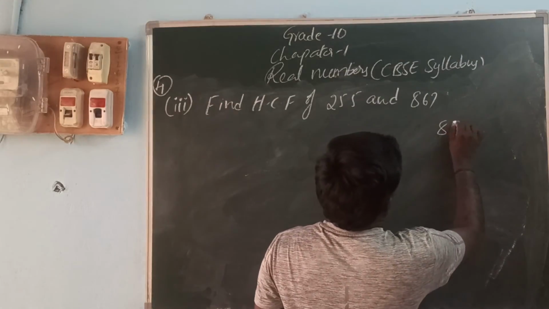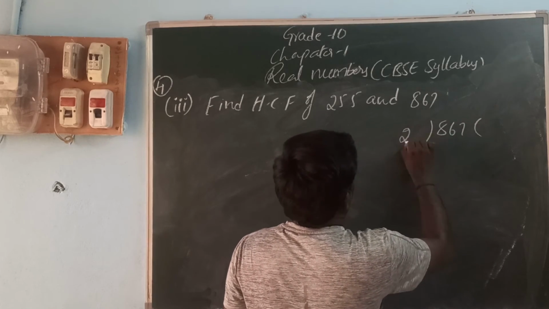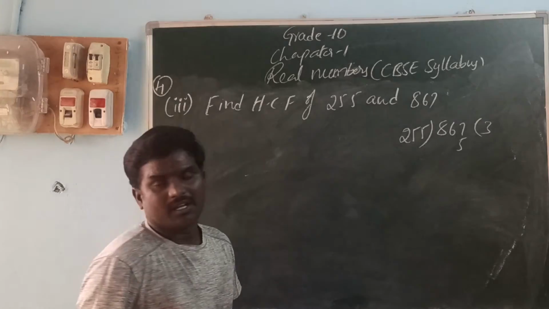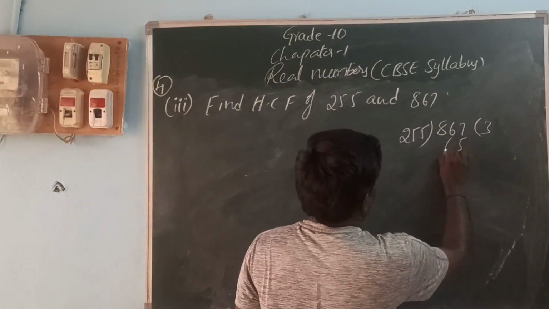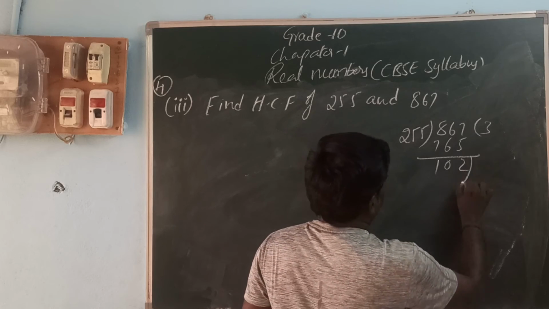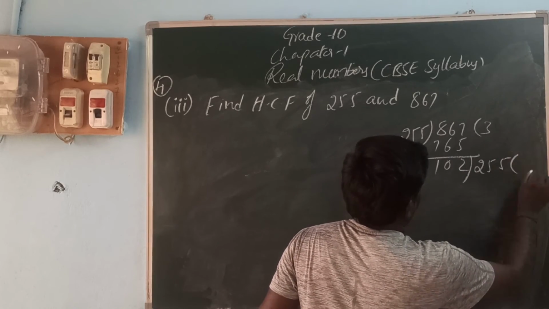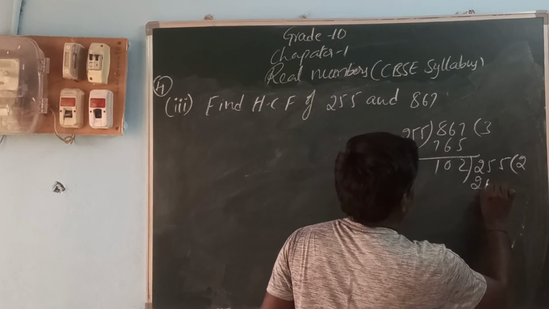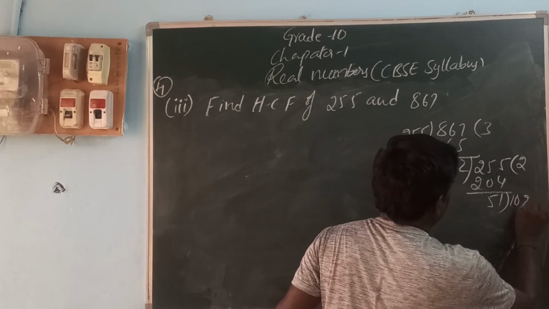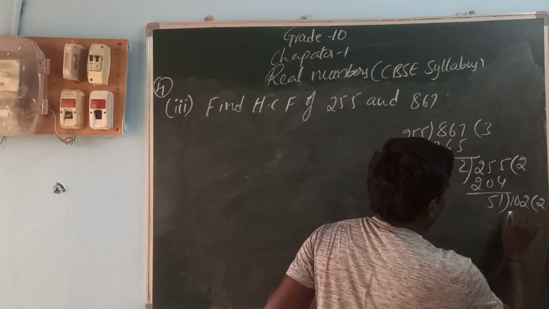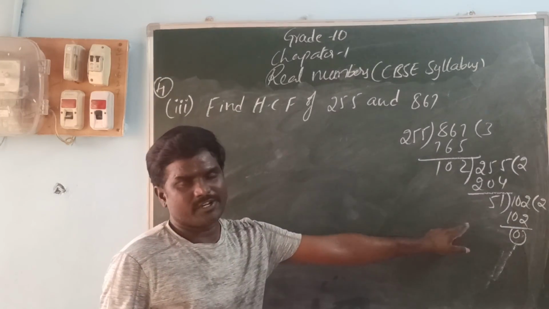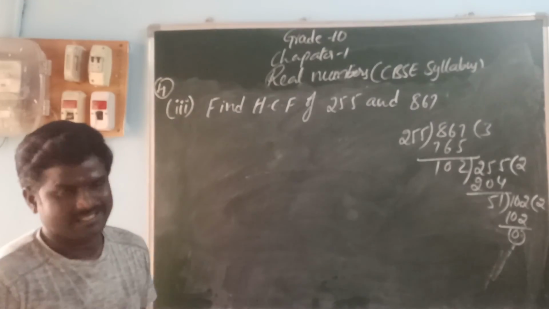Next, 867 is divided by 255. So 3 fives are 15. 15 plus 1 is 6, 7. So 102 divided by 255. So 2 fives are 10, 204. So 51. Again divide 102. 2 times 51 is 102. The remainder is 0. Where do we get the remainder 0? The divisor 51. The 51 is called H.c.f.